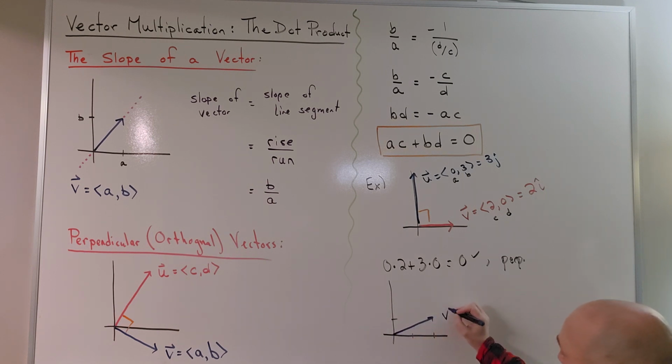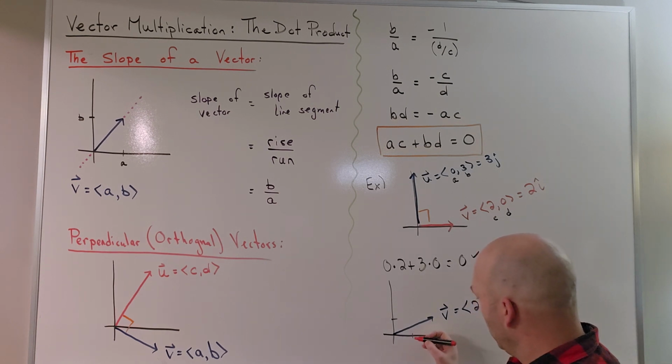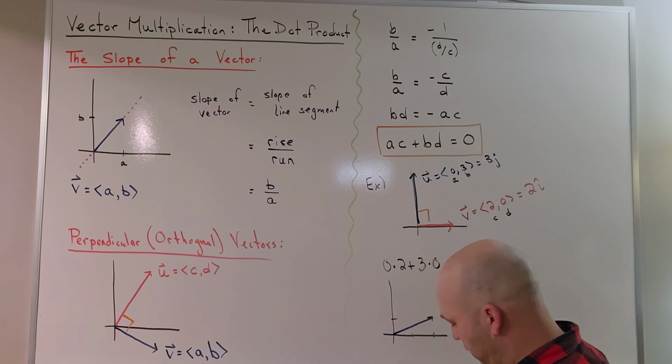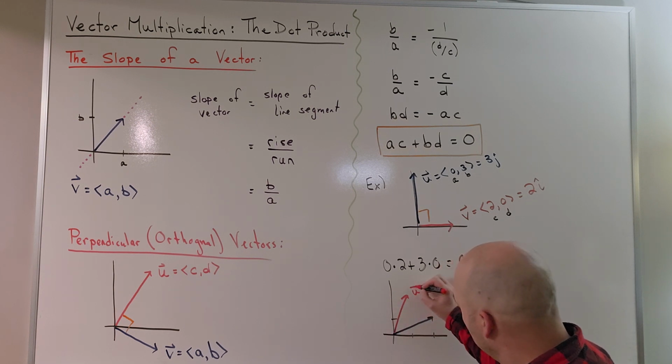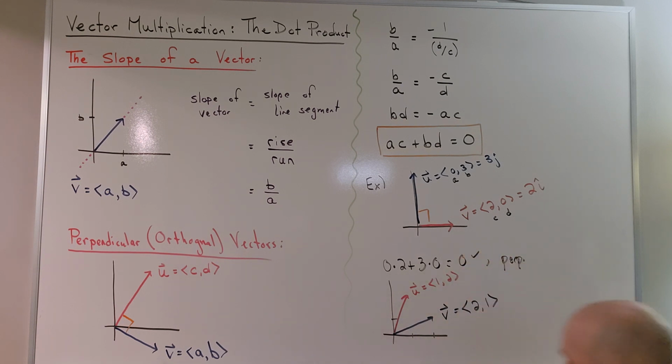So this is V is equal to the vector over 2 up 1. In other words, it's the vector with components 2, 1. And then I take a look at the vector that goes over, let's say, 1 up 2. So in other words, it would terminate, say, here. Right, this is the vector U, which goes over 1 up 2. Clearly, the angle between these is not 90 degrees.